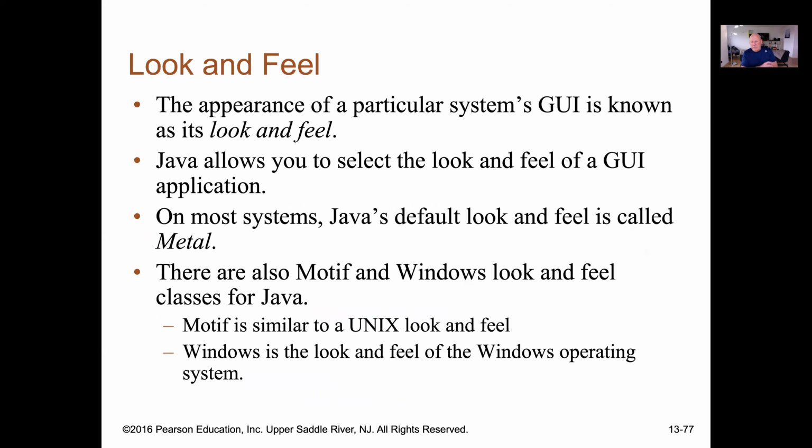So the look and feel of your graphical user interface is considered the appearance of your GUI. Java allows you to select the look and feel of a GUI application. On most systems, Java's default look and feel is called Metal. There are also Motif and Windows look and feel classes for Java. Motif is similar to a Unix look and feel. Windows is the look and feel of the Windows operating system.